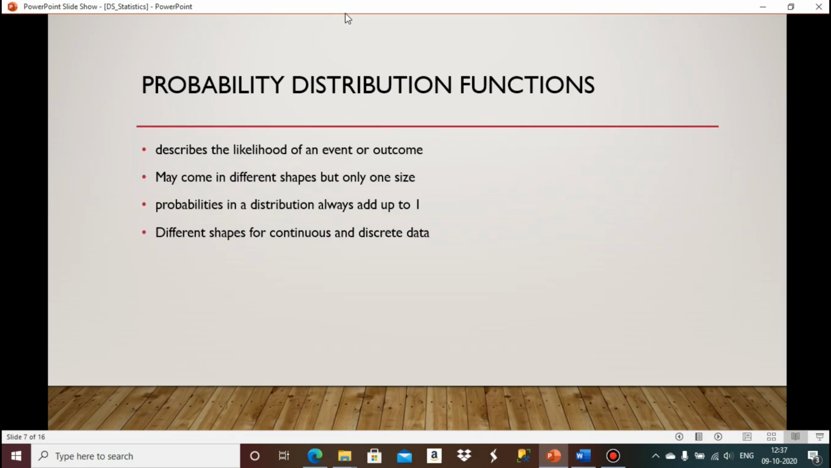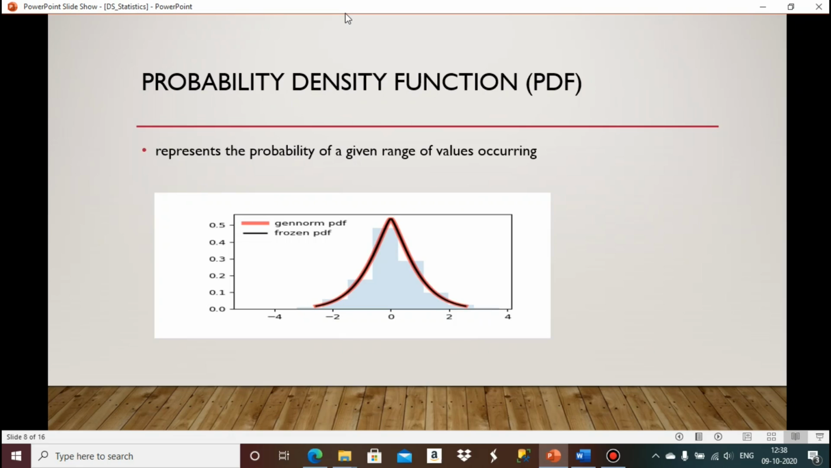So there are different types of probability distribution functions available, but here we'll just give you some basics and discuss only two probability distribution functions. One is for continuous data and one is for discrete. So the first one is the probability density function. It represents the probability of a given range of values occurring. So this graph is drawn mainly for continuous data.